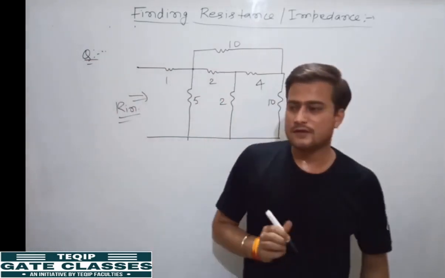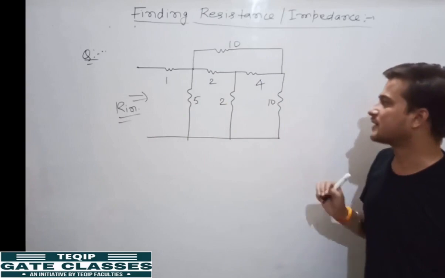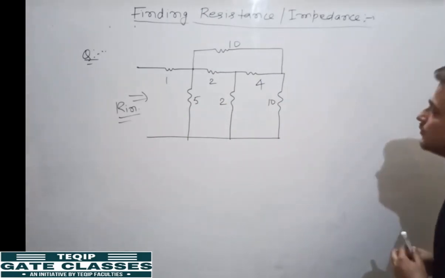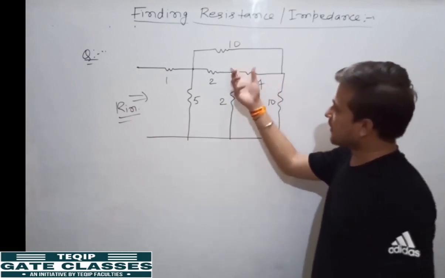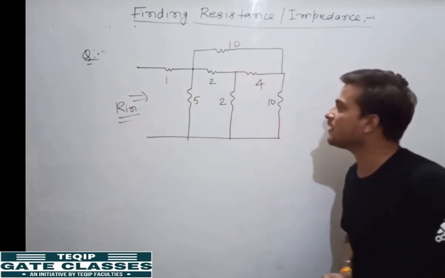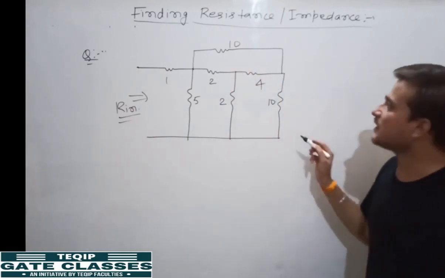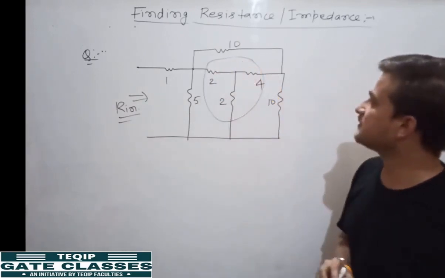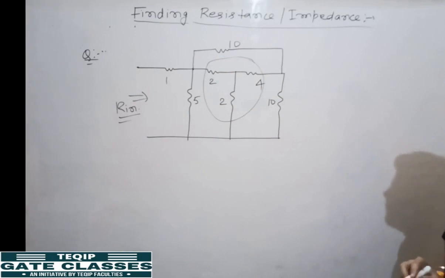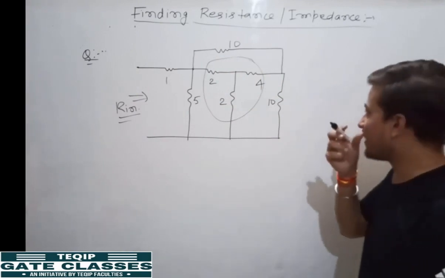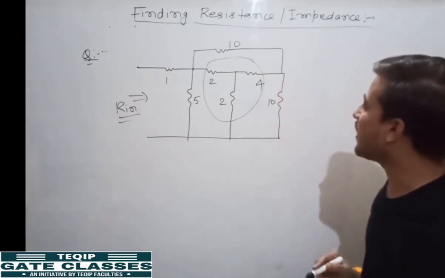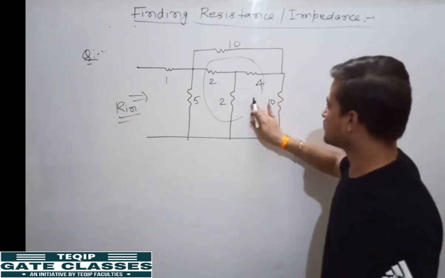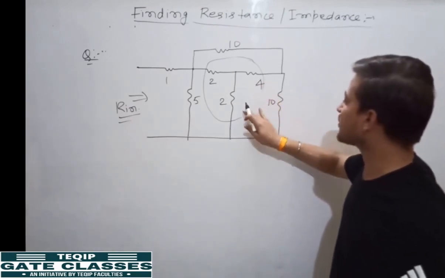See, this circuit is a bit complex. Now what you will have to do? Look at this circuit carefully. You can see that this is a star connection. So now anyhow if you manage to replace the star by delta network, then you can easily find the answer. So how will you replace this star by delta?